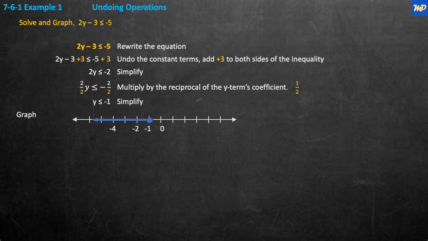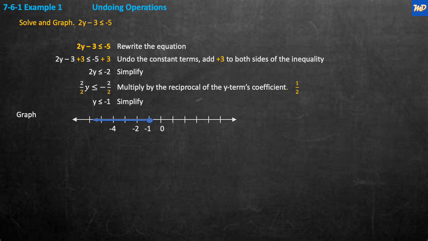Okay, example 1, undoing operations. It says to solve and graph 2y minus 3 is less than or equal to minus 5. So I rewrite the inequality to get started here to make sure that we're working on the same problem. I look at it and check, and yep, 2y minus 3 is less than or equal to minus 5. So let's start digging into it.